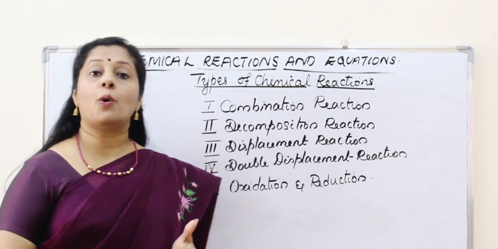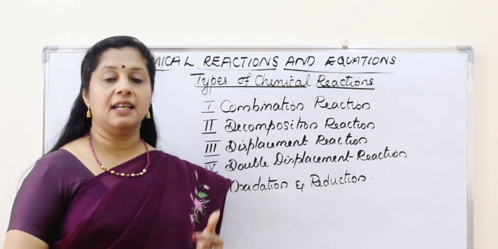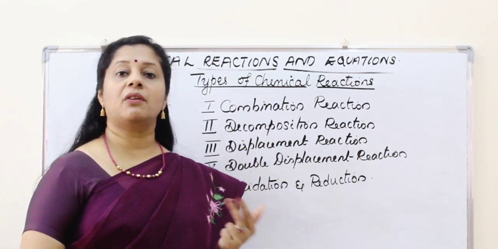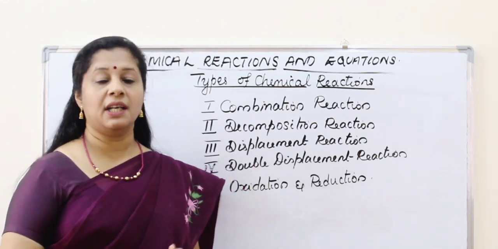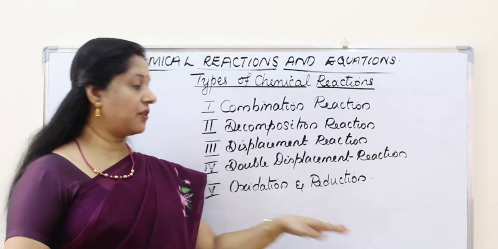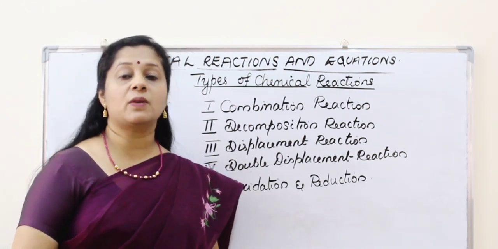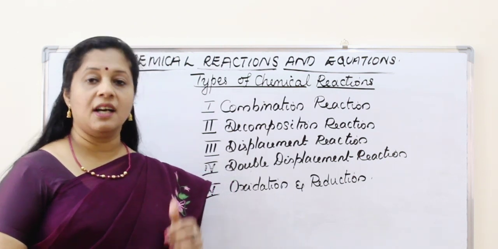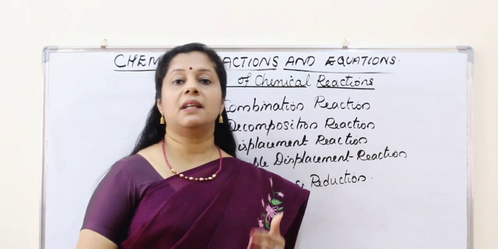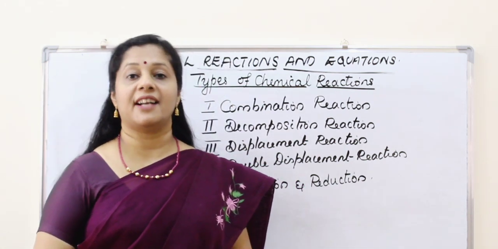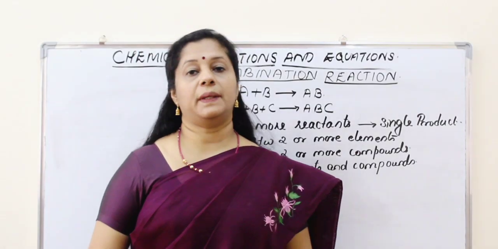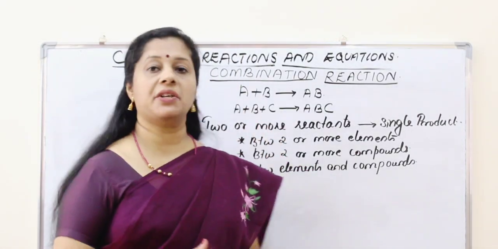First is a combination reaction. Second, decomposition reaction. Third, displacement reaction, or we call it a single displacement reaction. Fourth, double displacement reaction. Fifth, oxidation and reduction reaction, otherwise called redox reactions. Once again: combination, decomposition, displacement, double displacement, and oxidation and reduction reactions. Now we will see one by one in detail. Let's start with the first reaction, that is the combination reaction.